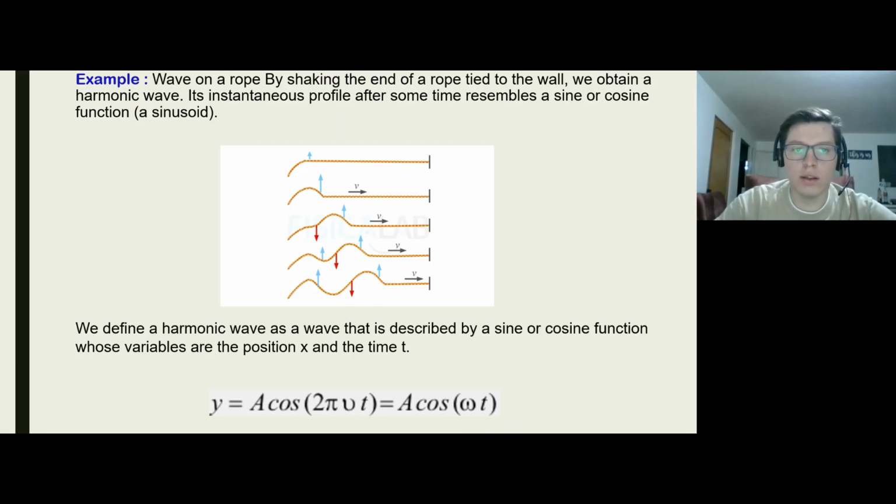Example: a wave on a rope, by fixing the end of the rope to the wall. We obtain a harmonic wave whose profile after some time resembles a sine or cosine function, a sinusoid. We define a harmonic wave as a wave that is described with a sine or cosine function whose variables are the position x and the time.